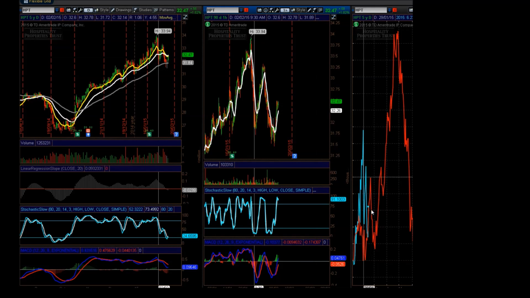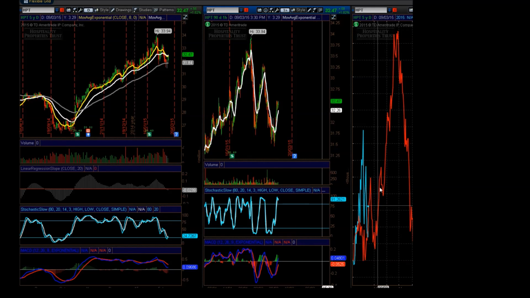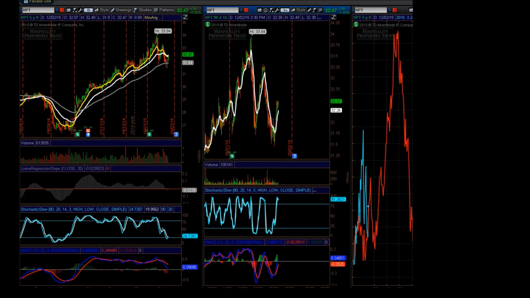So not to say it won't go higher. The seasonal tendency looks a little choppy in here, but then at the end of March it looks like it really picks up. I don't really like that. I think there are better opportunities.